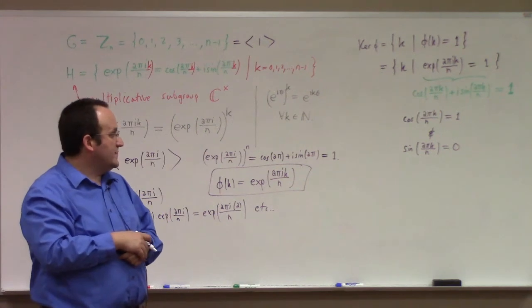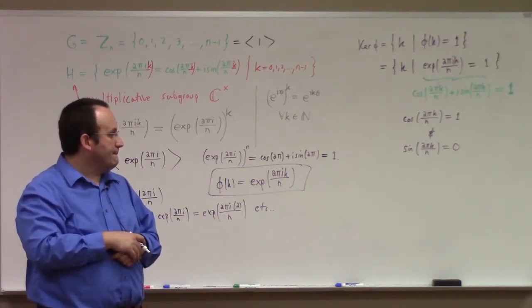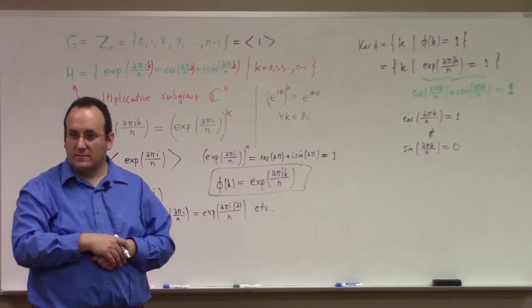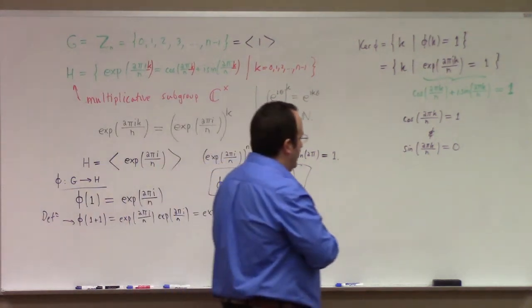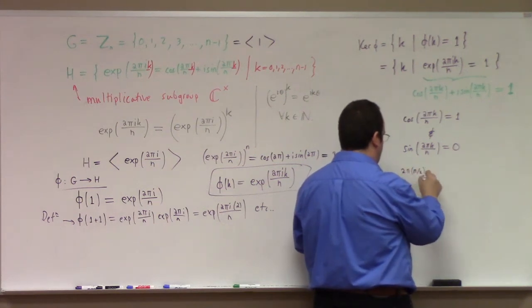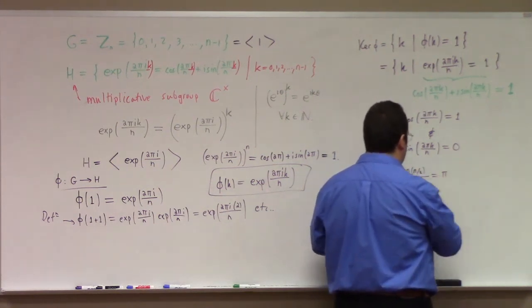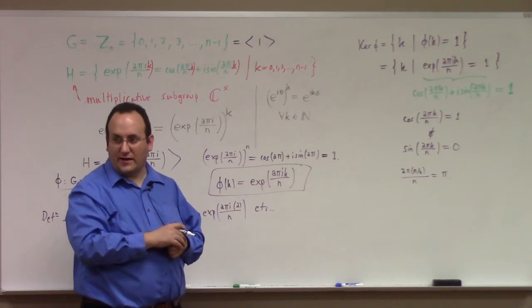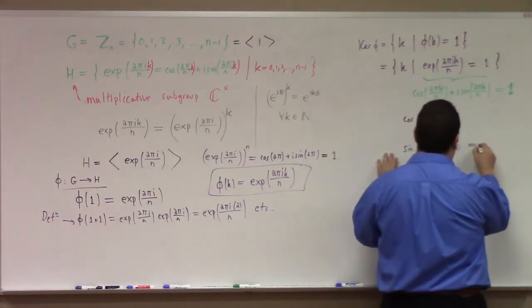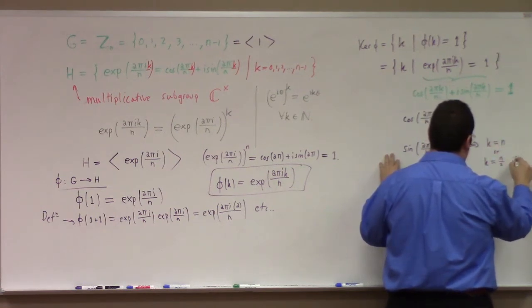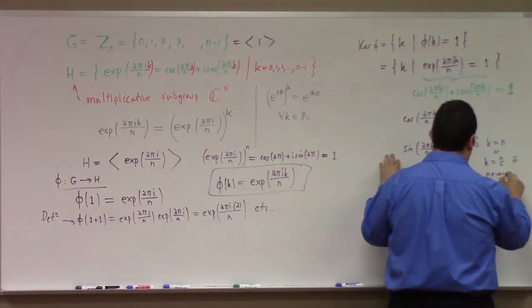So when can sine be 0? When k is n, isn't it? Or maybe half n, if n is even. If k was n over 2, if that was actually an integer, that would also give us pi, right? So it depends on if n is even or not, right? But this implies that either k is equal to n or k is equal to n over 2 if n is even.